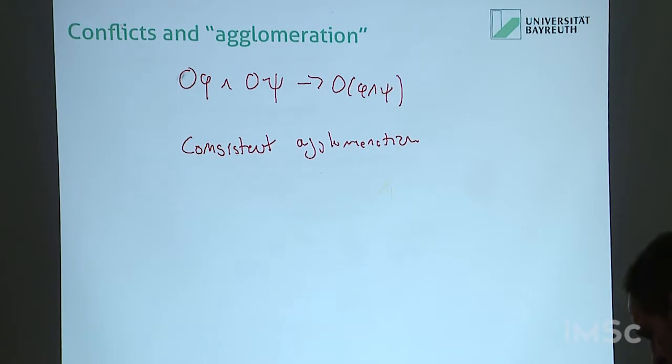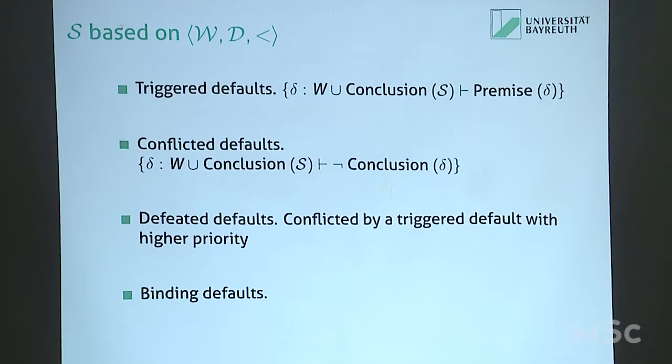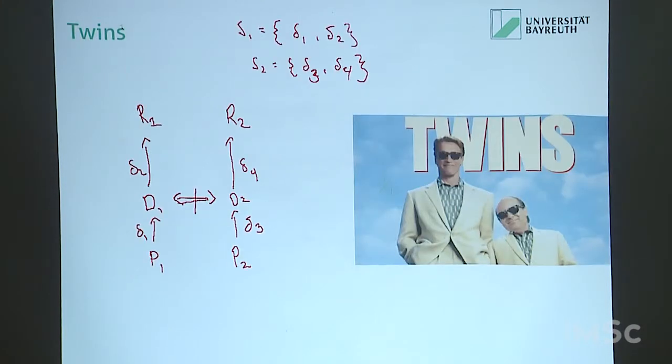Right? Okay, so that's this principle: if phi and psi do not entail contradiction. Okay? Good? Well, even that is questionable, right? And that's the point of this example.